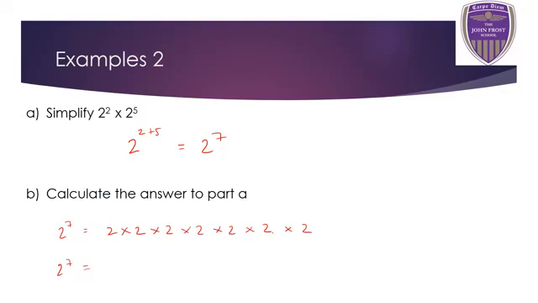is 32, double it again, 64, double that again, 128. Okay, so 2 to the power of 7 is 128. All right.